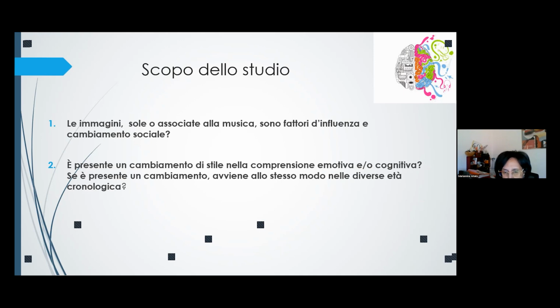We had two main goals. The first one was to see if the images, with or without the music, were able to affect the emotional and the cognitive process. The second goal was to see if these kind of changes were the same across all the three different groups. Next slide, please.